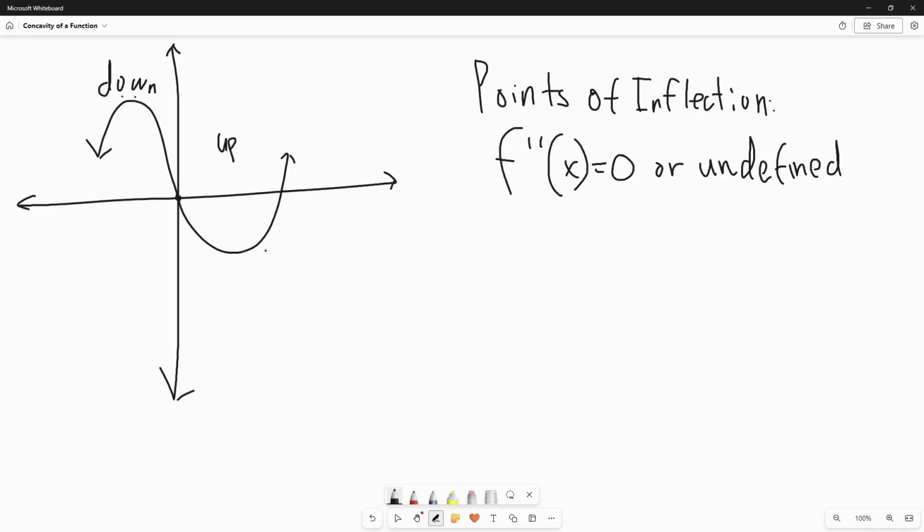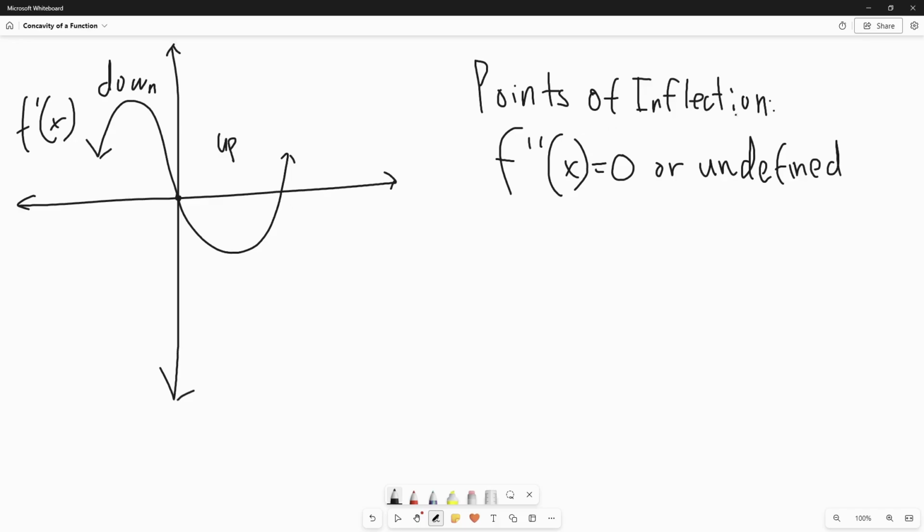And while this is a good way to memorize it, the formal definition is that when f prime of x is decreasing, then the graph is concave down, and when it's increasing, the graph is concave up. And you can just see that because when it's concave down, the slope starts high, and it gets lower and lower, and the opposite for when it's concave up.